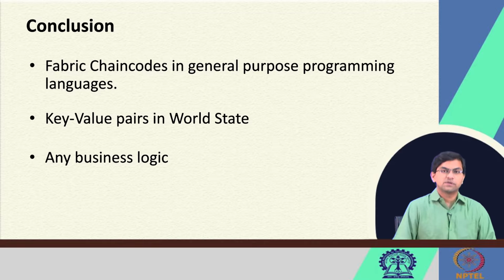If you want to store some XML data, you can just convert that XML data, serialize it into a string, and write that into the ledger. If you want to store some JSON data, you can also do that by serializing it into a string and writing that back to the ledger as a string. So, as a result, we can use these chain codes, and by storing the key value pairs in the world state in the blockchain, implement any kind of business logic.